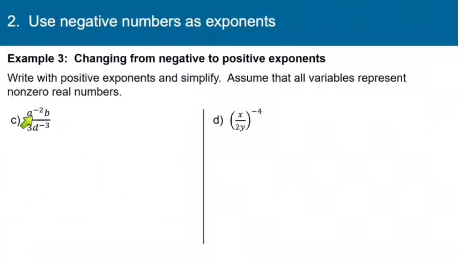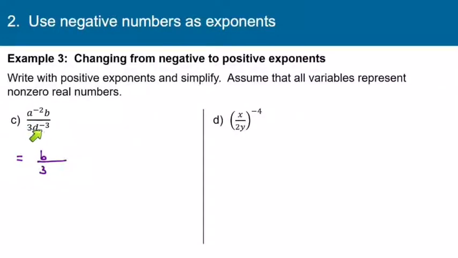Okay, here we have a to the negative 2 times b all over 3 times d to the negative 3rd. Now remember that the unwritten exponents on the b and the 3 are both positive 1. So because these two exponents are already positive 1, we will not want to move these two factors. The two factors we do want to move are the a to the negative 2 and the d to the negative 3. So since I already know that the b and the 3 will not be moving, I'm going to go ahead and write those down.